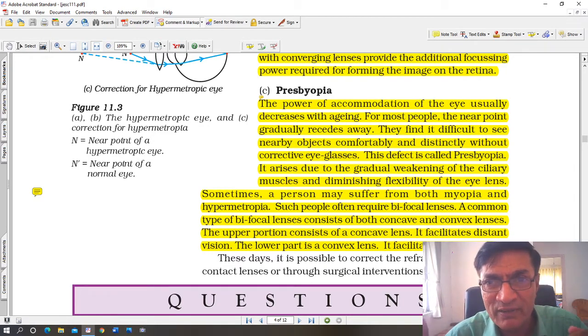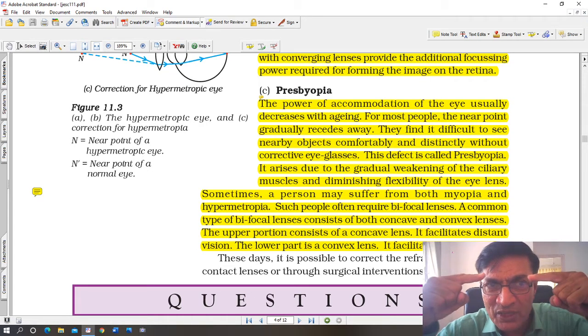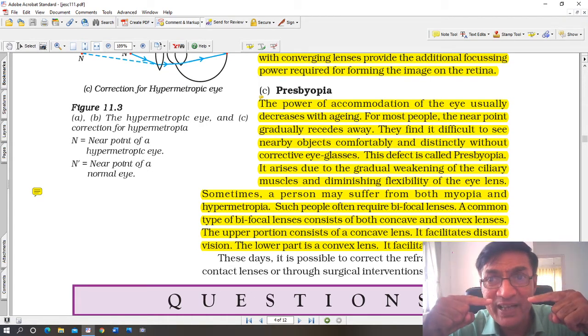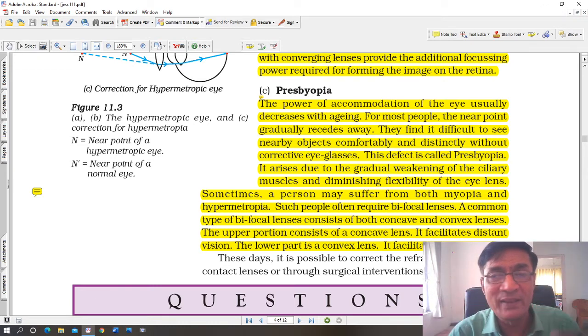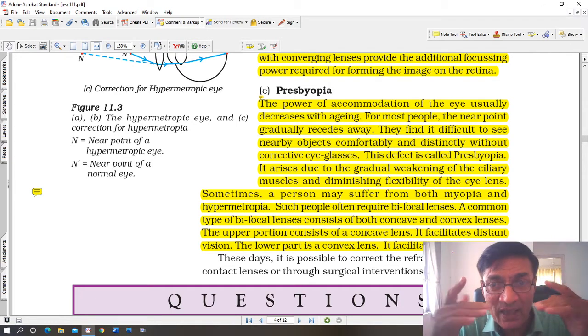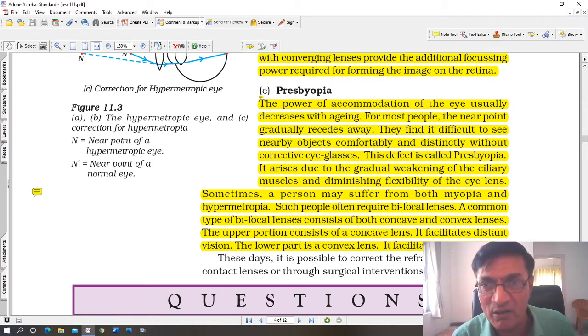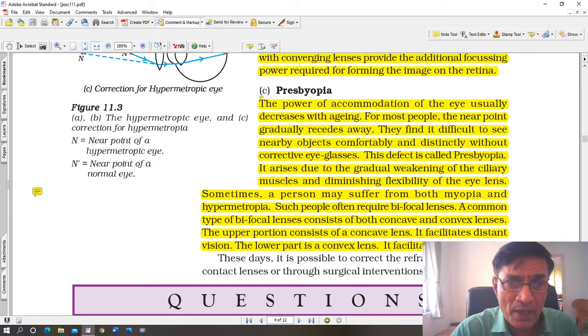In a progressive lens, the focal length changes from the top to the bottom, but very gradually, from negative to positive, very slowly. Therefore it is not visible to the naked eye, but it is changing, and therefore the person can read and see far away. But it takes a little time to get used to it. But what is presbyopia?